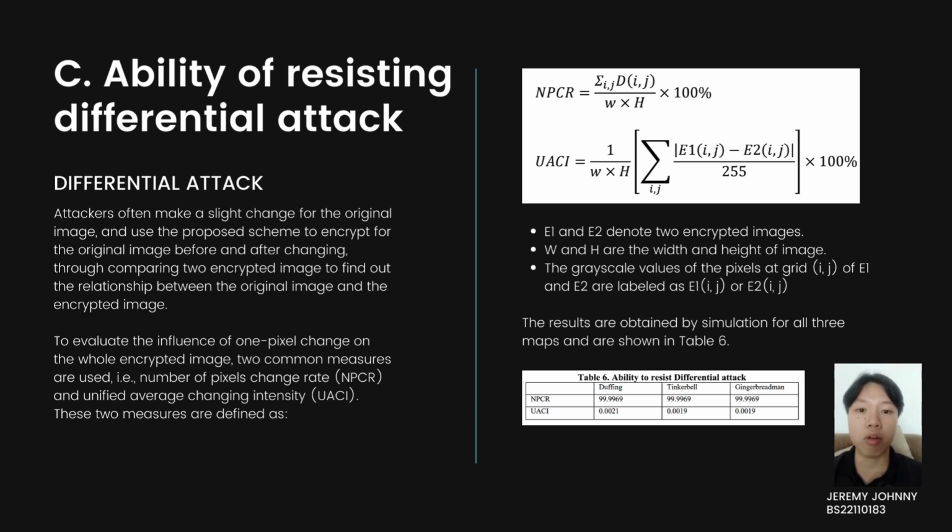To evaluate the influence of a one-pixel change on the whole encrypted image, two common measures are used. The first is the number of pixel change rate, NPCR, and the second is the unified average changing intensity, UACI. Based on the formula, we can see the two measures, where E1 and E2 denote two encrypted images respectively, W and H are the width and height of the image, and the grayscale values of the pixels at grid ij of E1 and E2 are labeled E1(i,j) and E2(i,j) respectively. The results obtained by simulation for all three maps are shown in table 6.